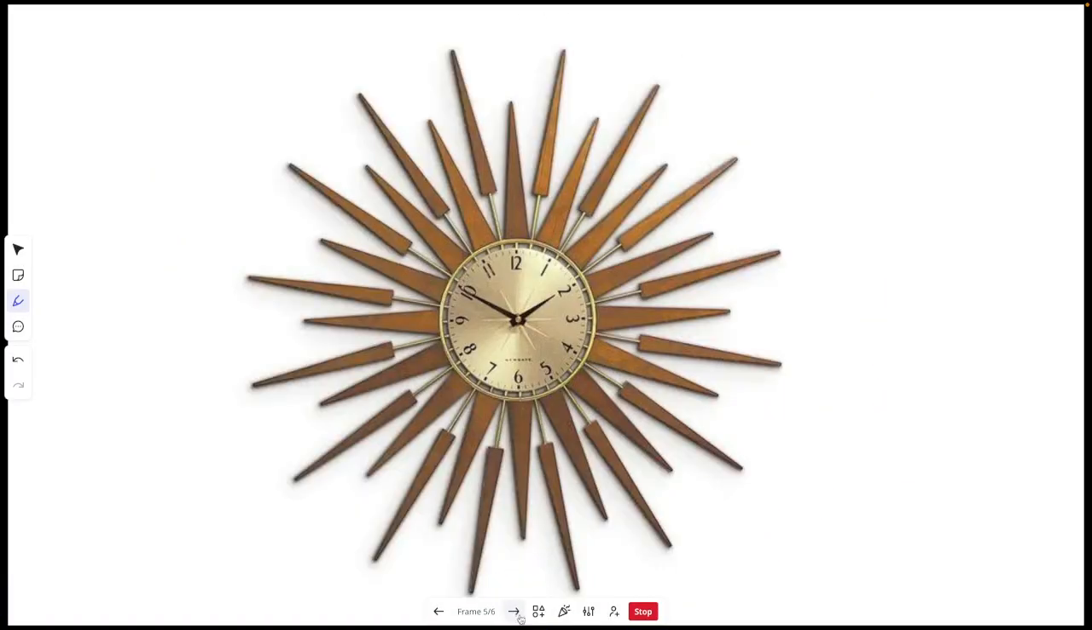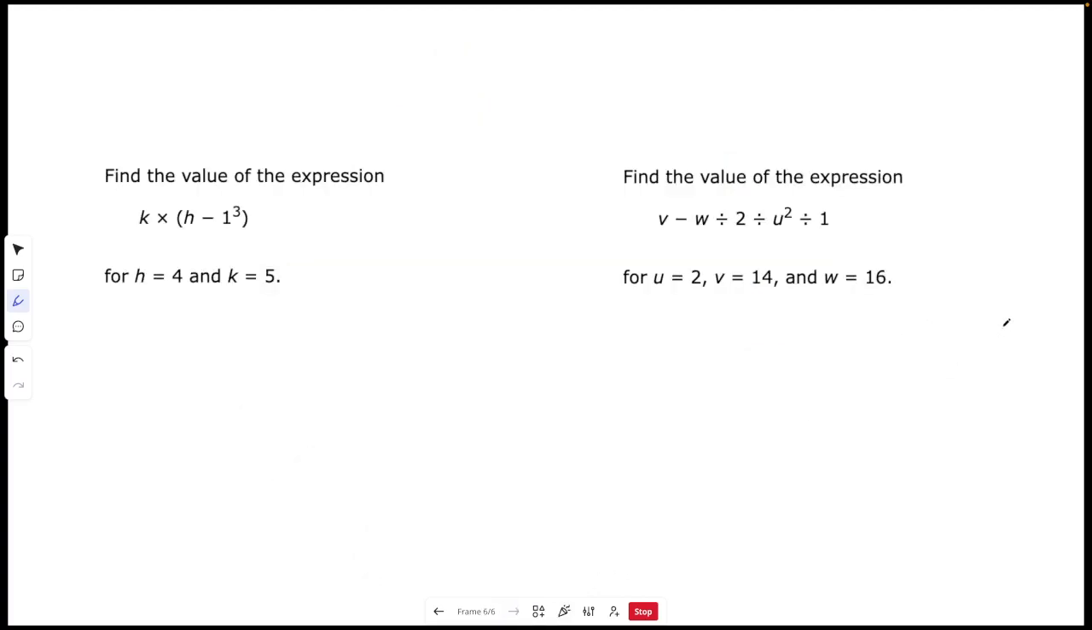Here's our cool clock for today, which means that it is time for you to practice what you just learned. Go ahead and pause the video and try these two problems on your own, and when you're ready to check your solutions, go ahead and unpause the video.